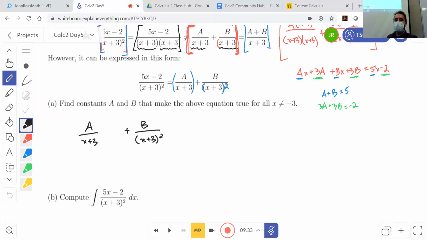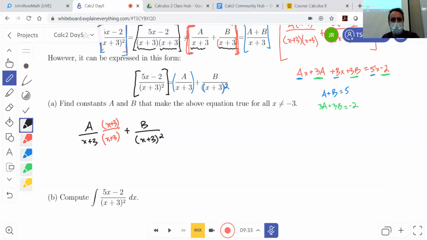So we break it up into a potential partial fraction, and then we try to rewrite it under a common denominator to get it equal to the original 5x minus 2 over x plus 3 squared. We can do this by multiplying the a by an additional x plus 3 and just leaving the b alone, right? The b already has the correct denominator, so we're okay there.